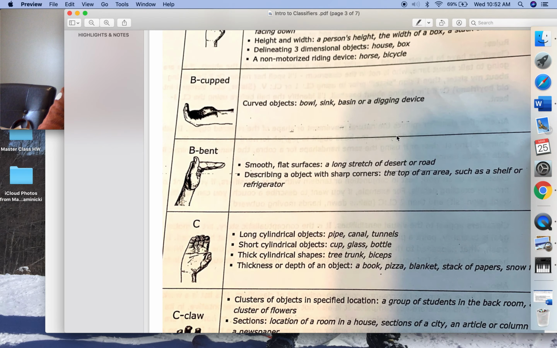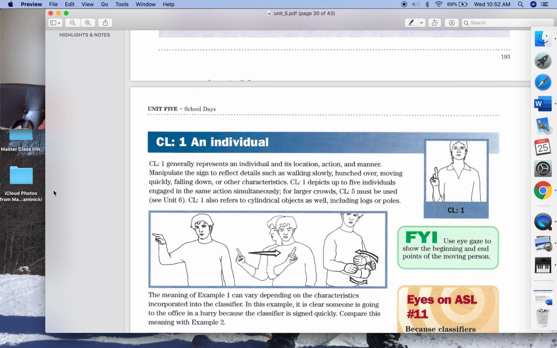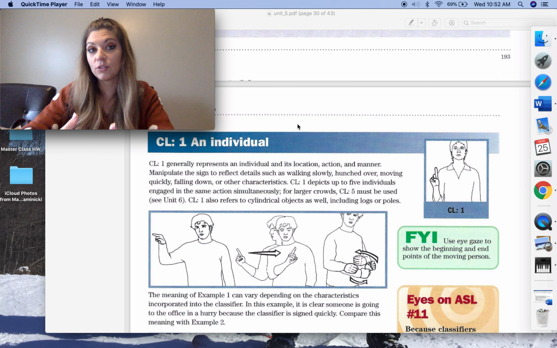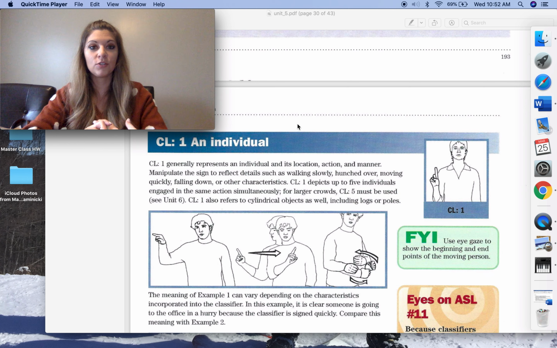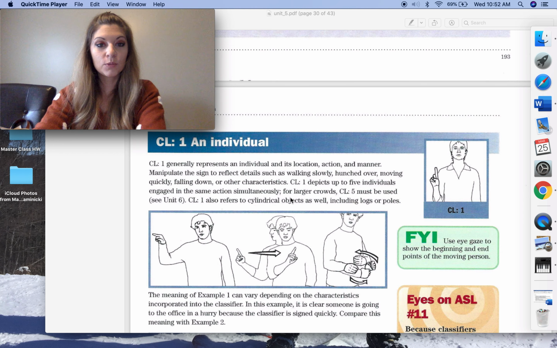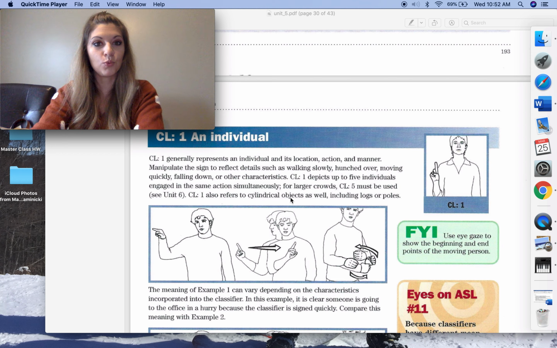All these classifier hand shapes. Okay, those are not classifier types. Those are just hand shapes that fall into the types depending on how you're using them. So today we've already talked about CL-B and CL-3, but we're going to get in depth into CL-1 and CL upside-down V. So first we have our CL-1 as an individual.